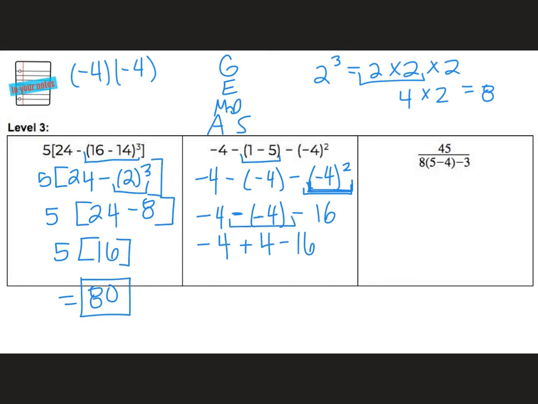Now we have addition and subtraction left, so we're going to work left to right, starting here. Negative 4 plus 4 is 0. And then 0 take away 16 is negative 16.